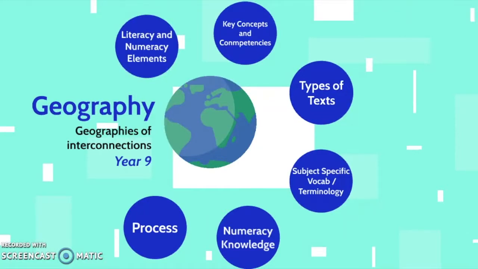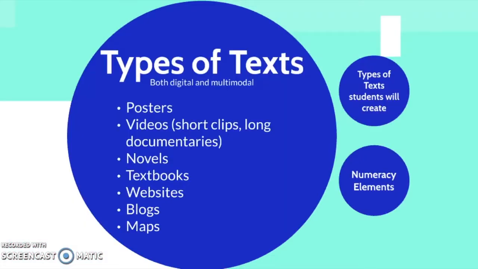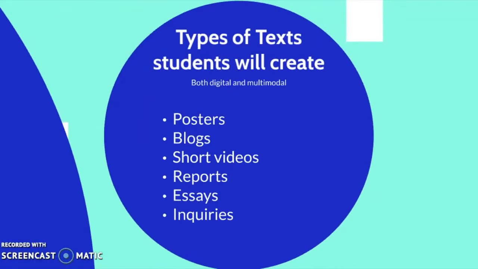Now there will be a range of different texts that students will encounter and be exposed to. So a range of different types of texts that they will access, both digital and multimodal, will be posters, videos, novels, textbooks, websites, blogs and maps. But there will be types of texts that students will create, both digital and multimodal again, such as posters, blogs, short videos, reports, essays, inquiries.